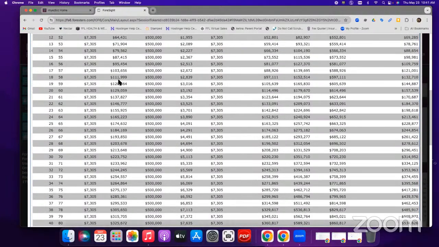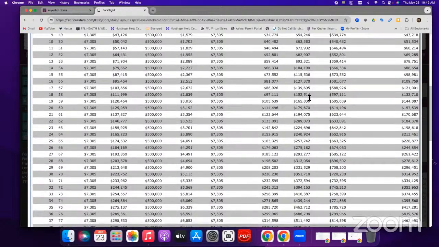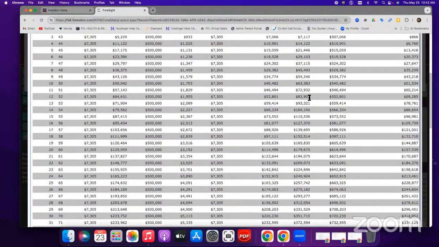After 20 years, 129,000 is all that's guaranteed. And on the non-guaranteed side, 179. So you don't break even until, Lord, year probably 10 or 15. 7,305 times 10 is 73,050. So, yeah, not there. So let's try.